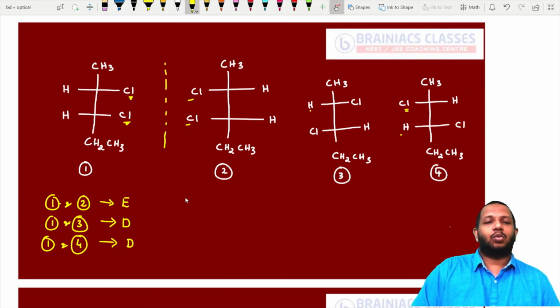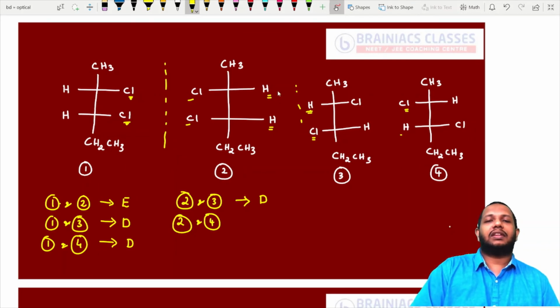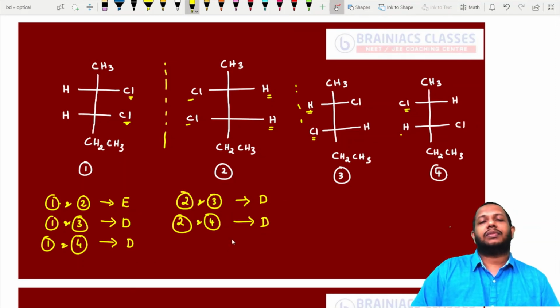Now let's take 2 and 3. If I take the mirror image, here hydrogen, no issues. But here hydrogen, here chlorine is coming. So that means 2 and 3 are diastereomers. Now let's say 2 and 4. If I am comparing, take the mirror image, here hydrogen, but here chlorine. From that itself I understood they are diastereomers.